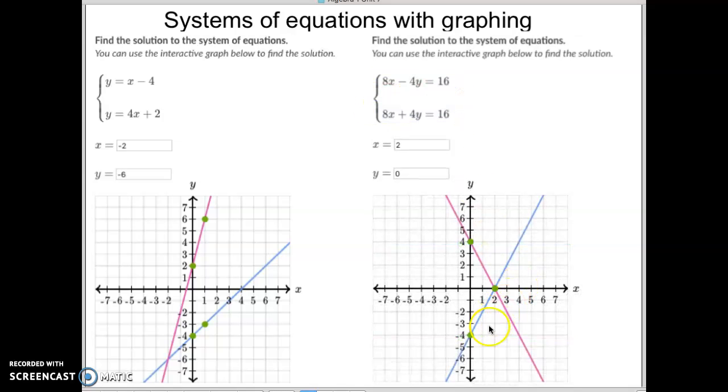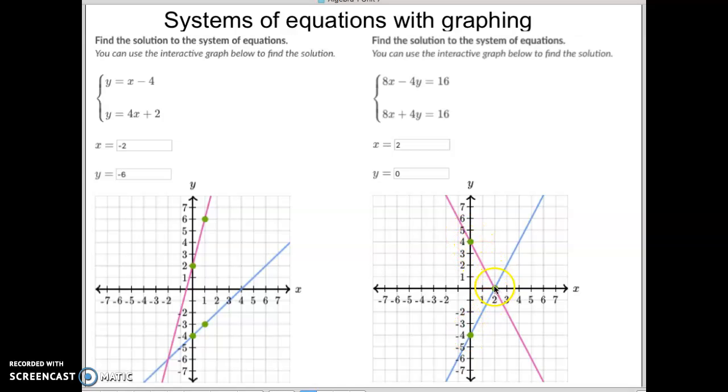So when we graph those, the blue line, we said the x-intercept was 2. We said the y-intercept on this one was -4, so that's my blue line. The red line or pink line, 2 times 8 is 16, so that is my x-intercept. And 4 times 4 is 16, so my y-intercept is 4.